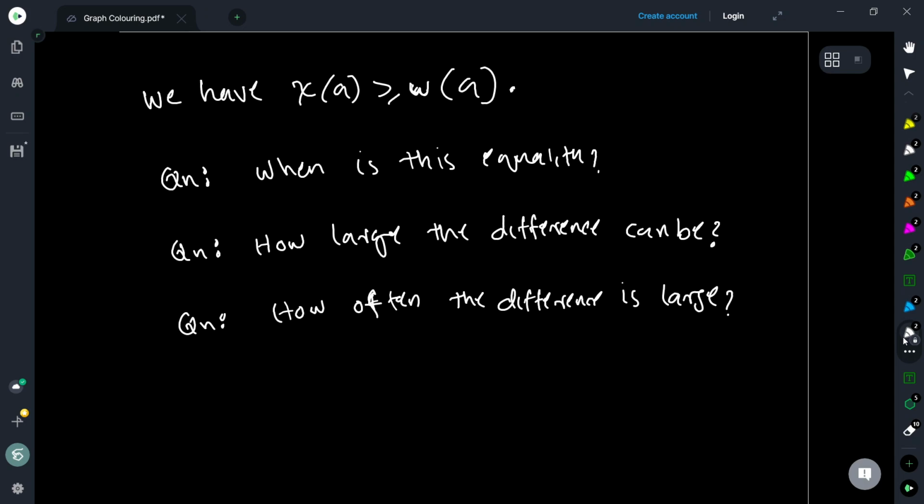For the last question, for example, maybe surprisingly, it turns out that for almost all graphs, the chromatic number is different from the clique number. When I say almost all, if you are looking at all possible graphs generated randomly, then with probability tending to 1, this will always be different.